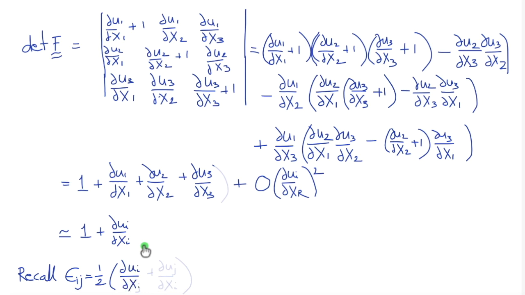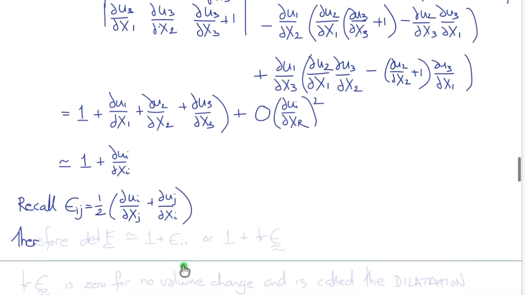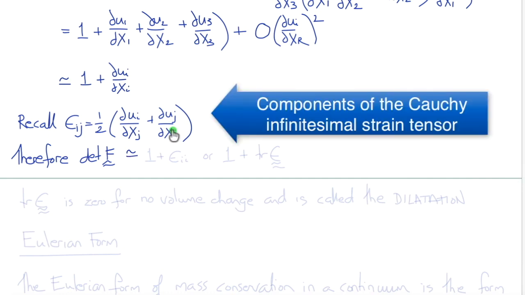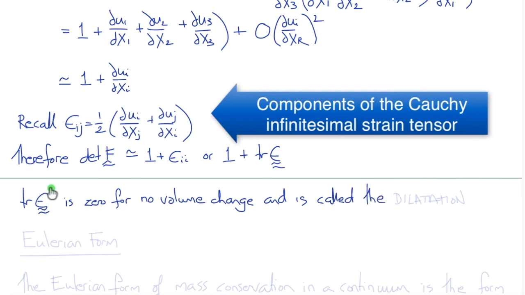Now, remembering that the Cauchy strain tensor epsilon_ij is del ui del xj plus del uj del xi divided by 2, you can see that del ui del xi is just epsilon_ii, the trace of epsilon. So in other words, in the limit of infinitesimal strains and rotations, the determinant of F is 1 plus the trace of epsilon. The trace of epsilon will be 0 if there's no volume change, positive if it's expanding, negative if it's shrinking, and this term is called the dilatation.